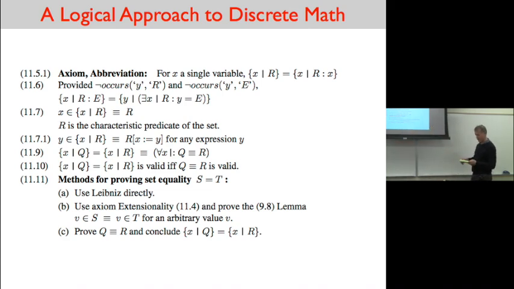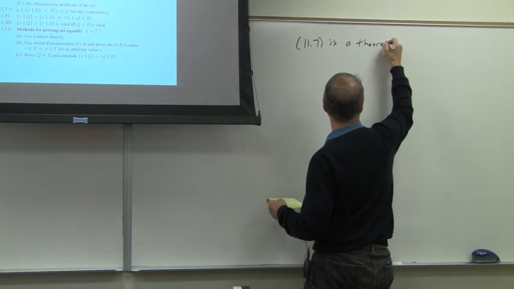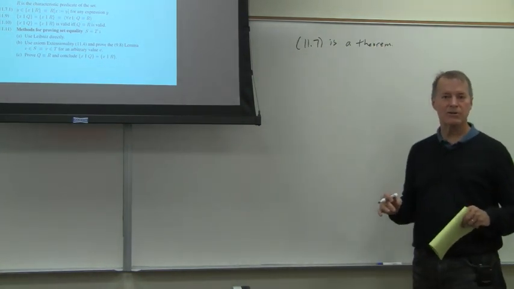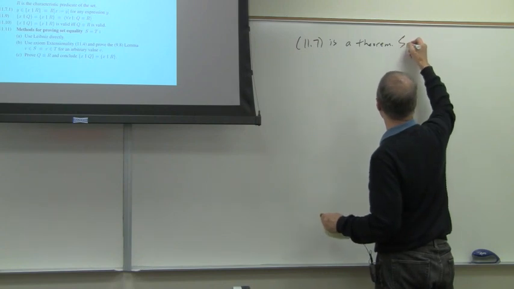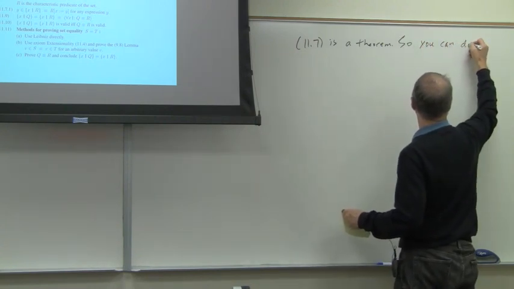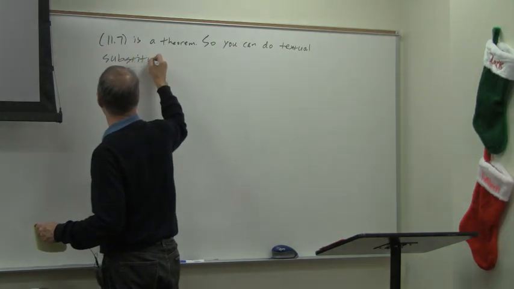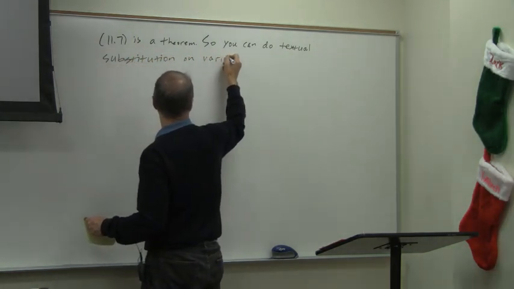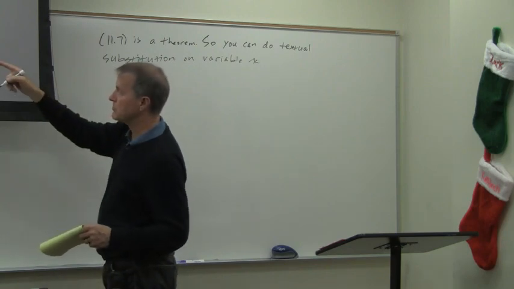So what I did in 11.7.1 is I just changed the dummies to make it more clear. So here's the point. 11.7 is a theorem. And anytime you have a theorem, you can always do textual substitution on a variable, right? Are you with me? Okay, so you can do textual substitution on variable X. So I'm going to do textual substitution on variable X.